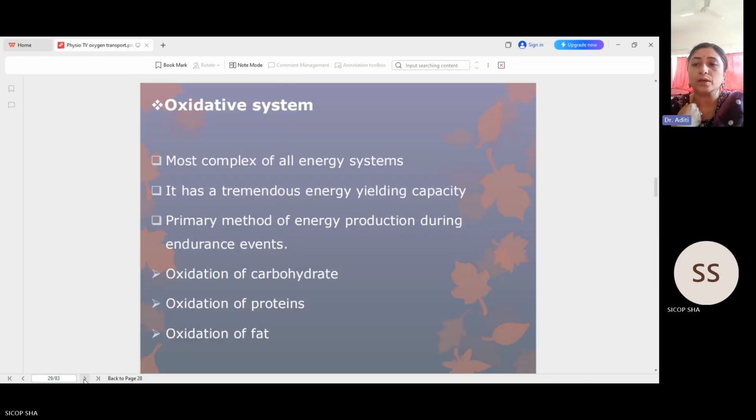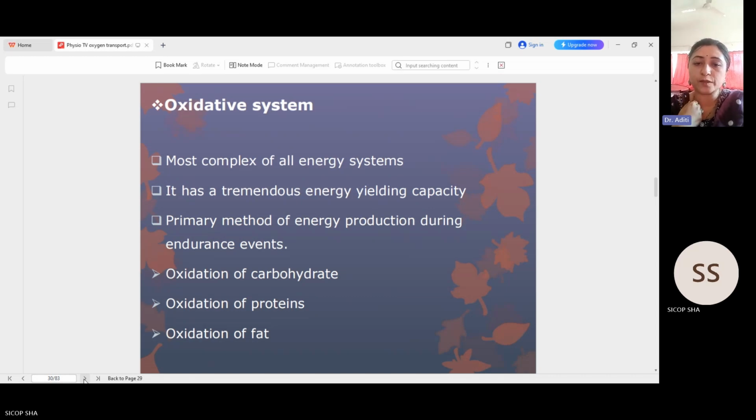Next slide. The oxidative system is the complex of all energy systems. It has tremendous energy yielding capacity, and it is the primary method of energy production during endurance events, wherein you have to sustain that activity for a very long period of time, and intensity is towards the moderate side. It can have oxidation of carbohydrates, proteins, or fats.